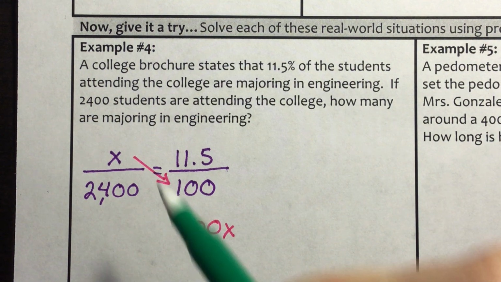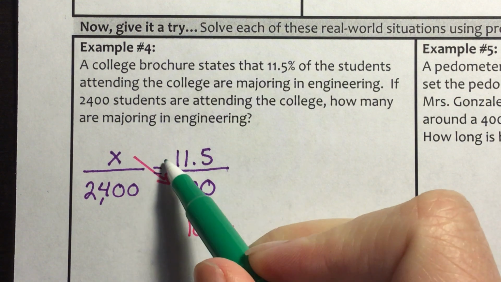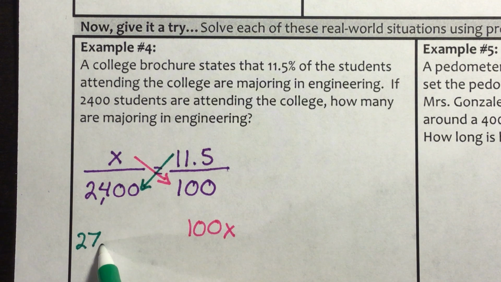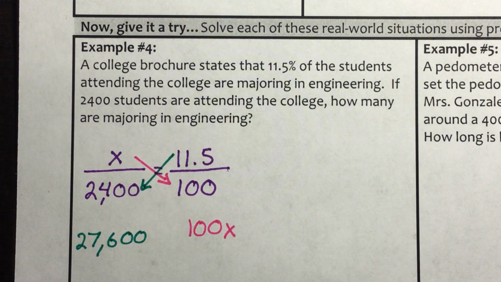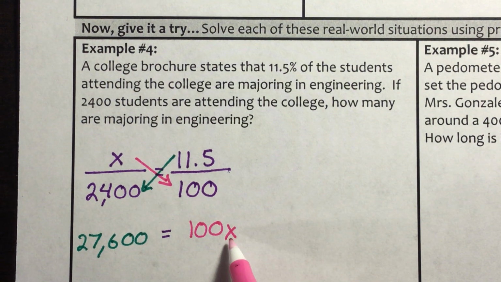And on the left bottom, that 2,400, we're going to multiply that times 11.5 and put that over here, 27,600. And then we're going to put an equal sign in between. Okay, now all we have is a one-step equation. We have to get x by itself.